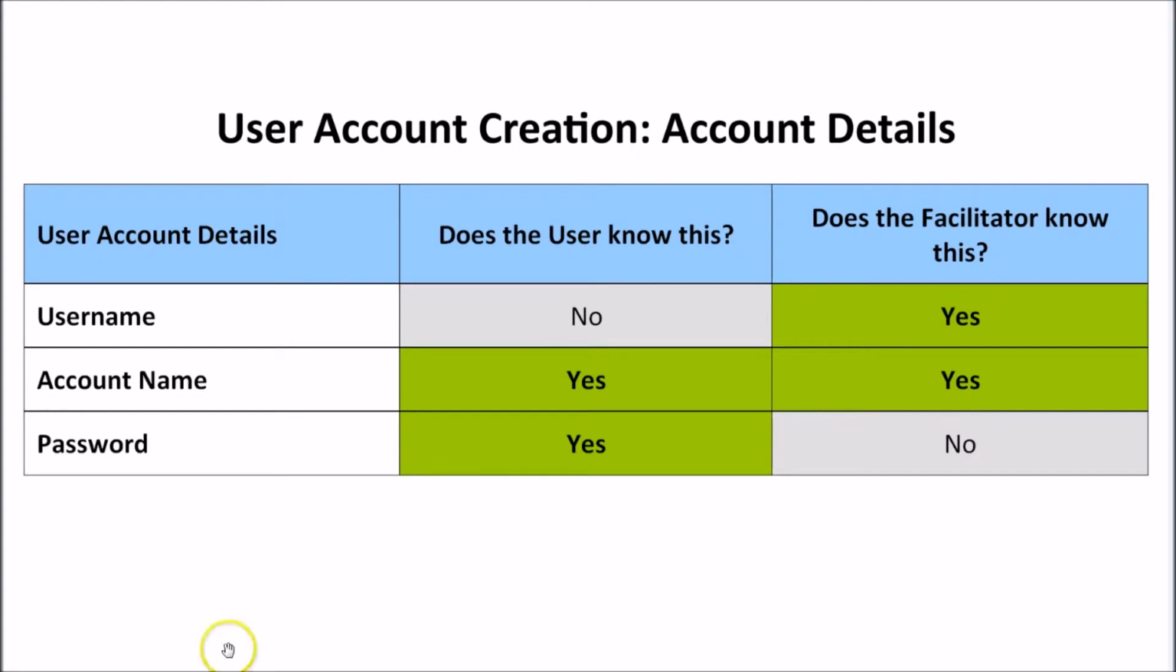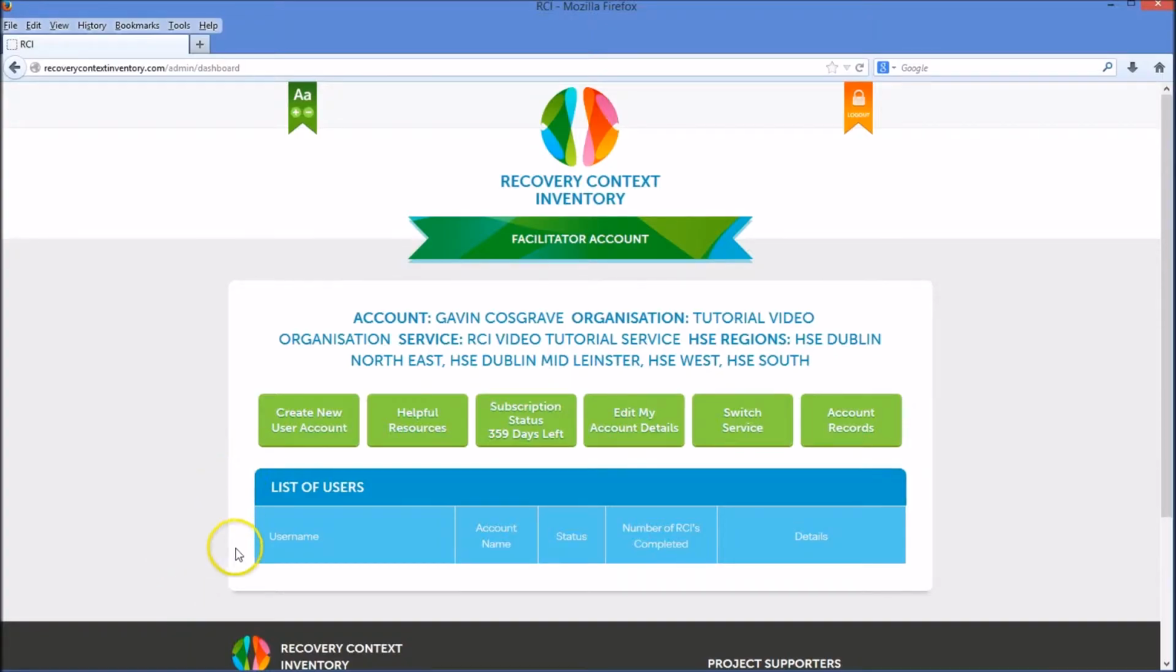If I go back to the main dashboard, you'll see that the username for each user account will appear in the username column here in the list of users table on your main dashboard. So you don't have to worry about noting these usernames down to remember them. They're always stored here.